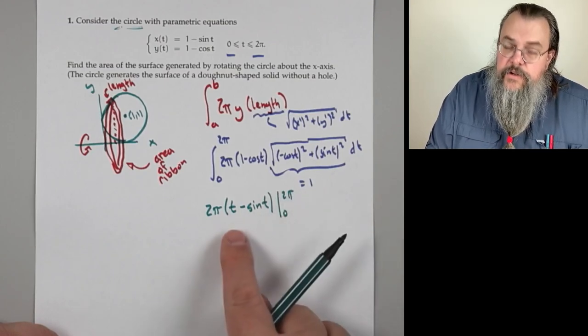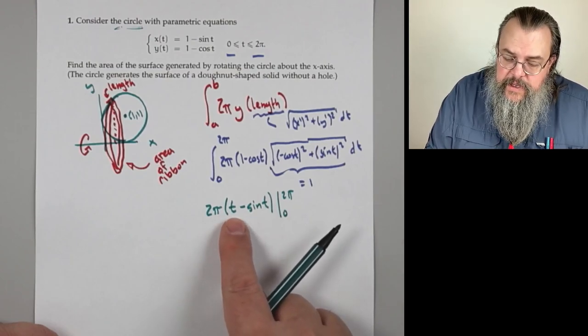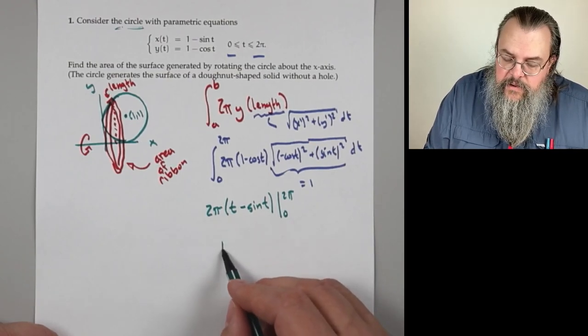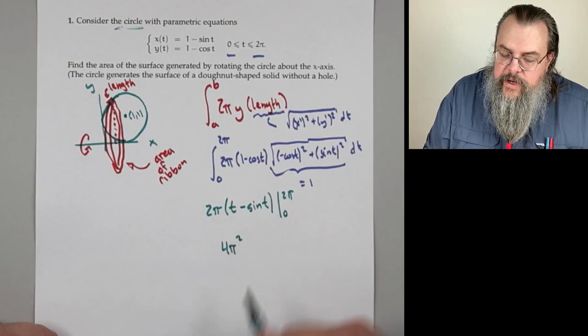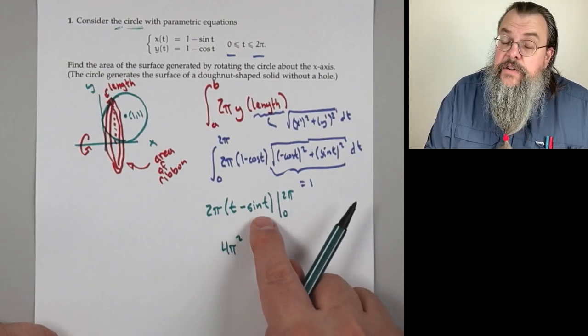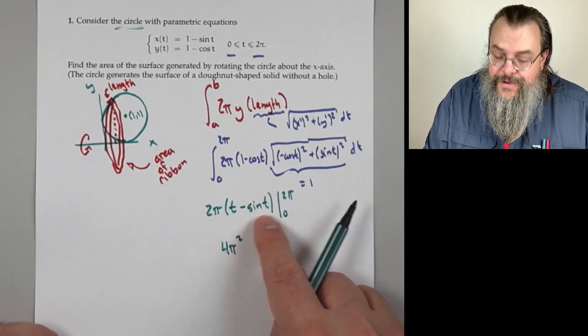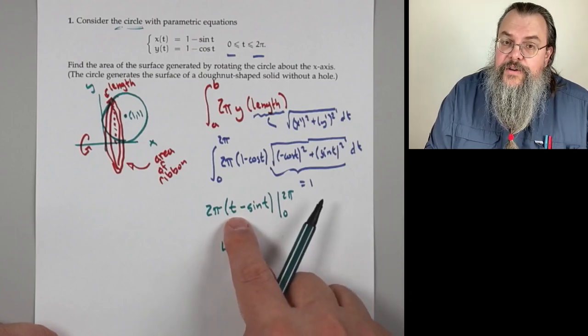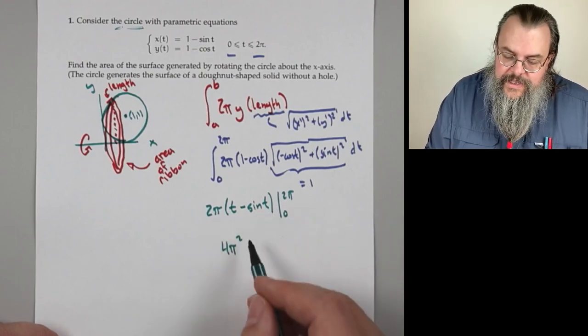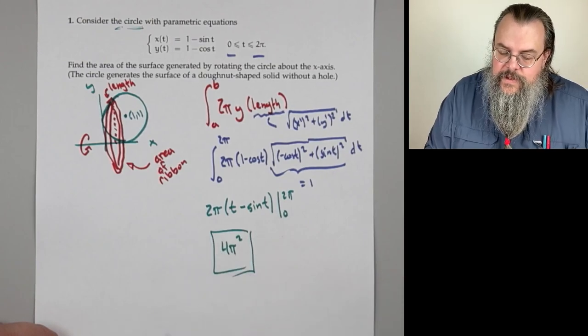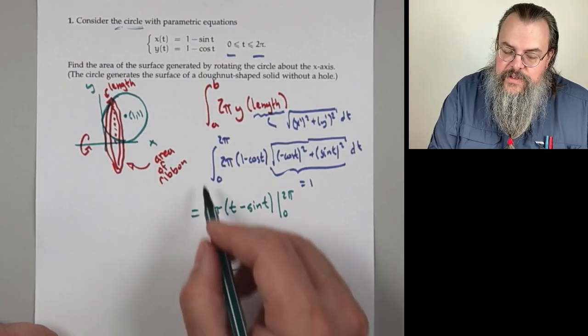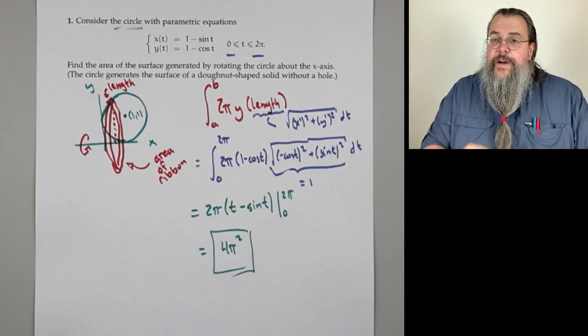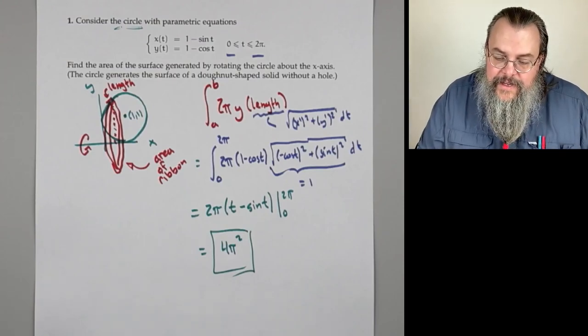Well, plug in 2 pi. We'll get 2 pi times 2 pi, which is 4 pi squared. And then sine of 2 pi, 0. Plug in 0, 0. Sine of 0, 0. And so there's our answer: 4 pi squared. Done. And that's all we needed, right?